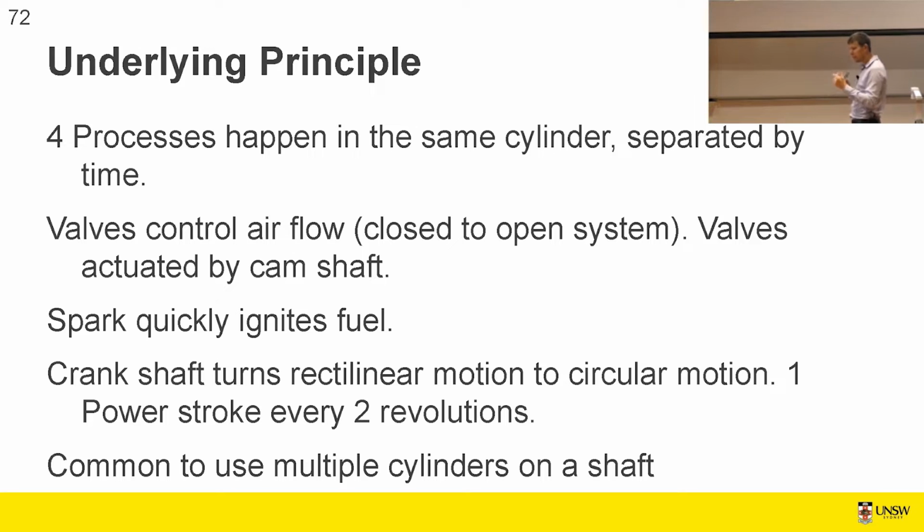The spark quickly ignites the fuel. This is the difference between a spark ignition engine and a compression ignition engine. In a spark ignition engine, we assume that the fuel burns instantaneously. In reality, it doesn't, but it burns pretty fast. So the spark quickly ignites the fuel, and you get 1 power stroke for every 2 revolutions of the shaft.